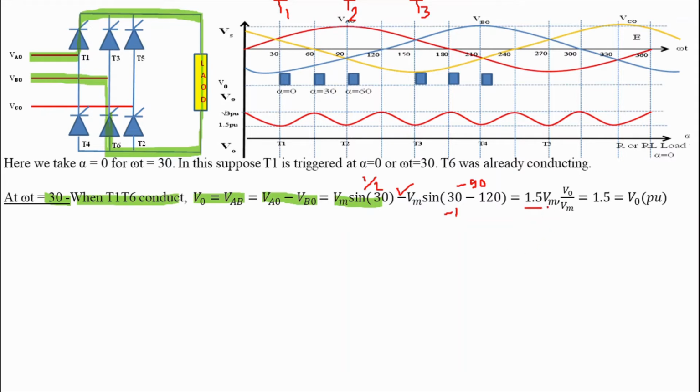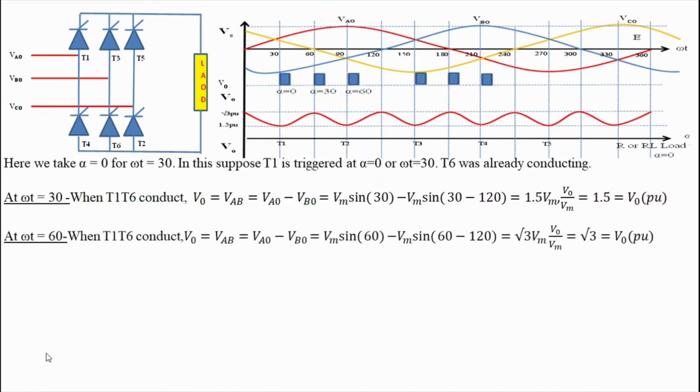If we find the value of this voltage in per unit, then we will get V0 by Vm equals 1.5, that is the per unit voltage. So here you can see that output voltage V0 equals 1.5 for omega t equals 30 degree.